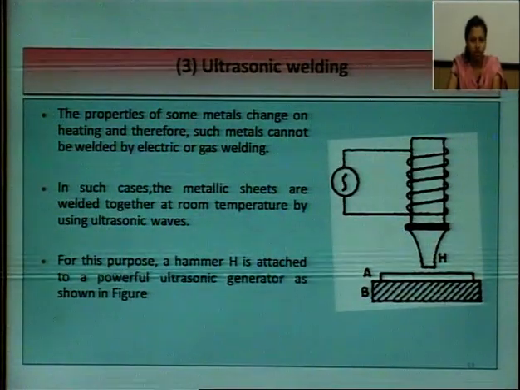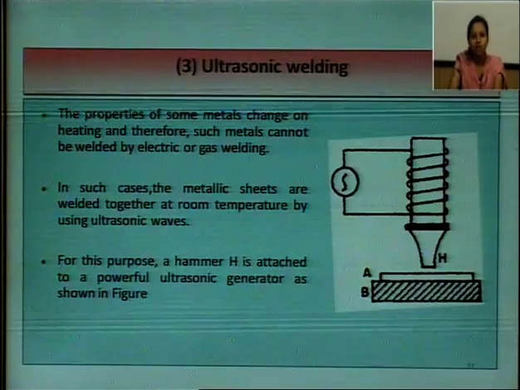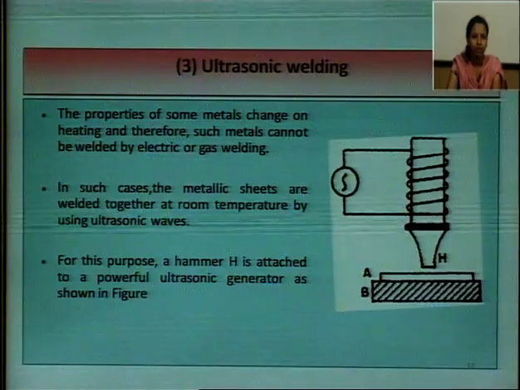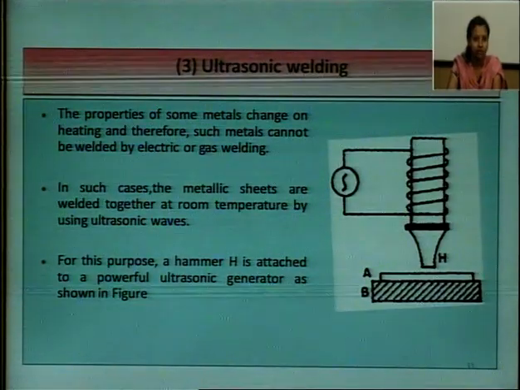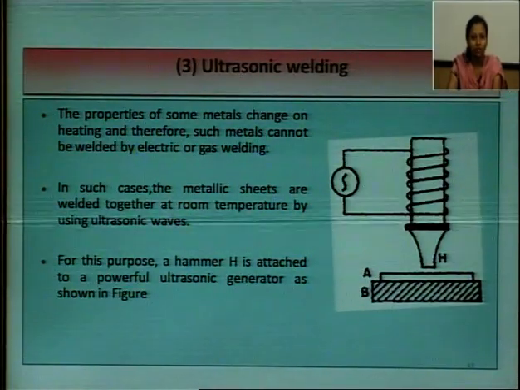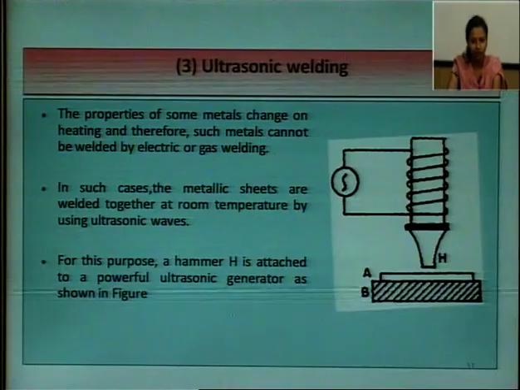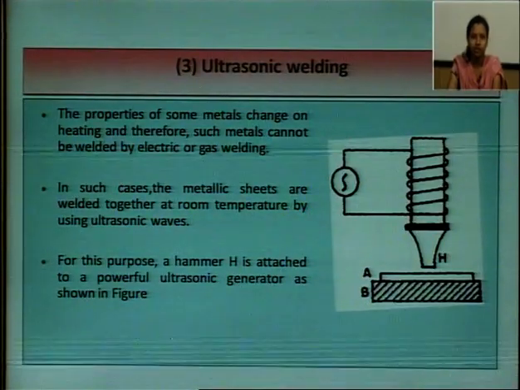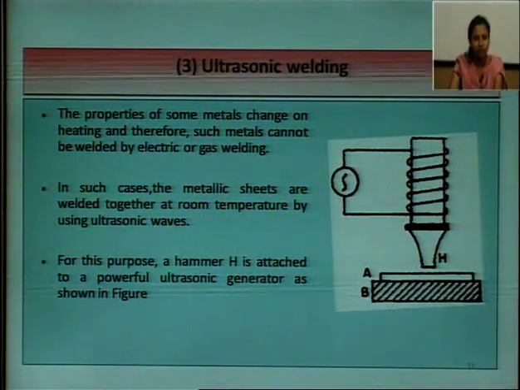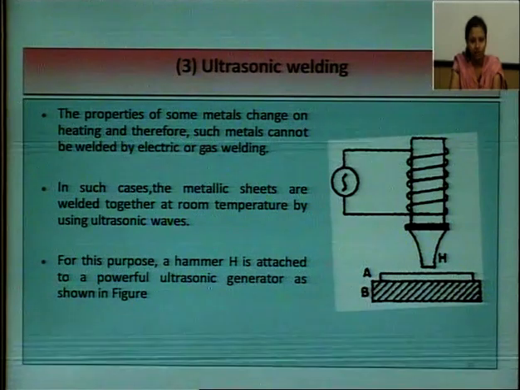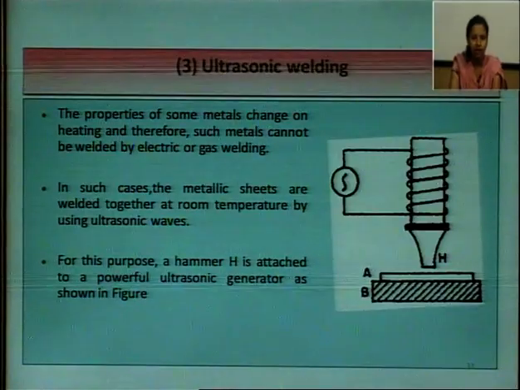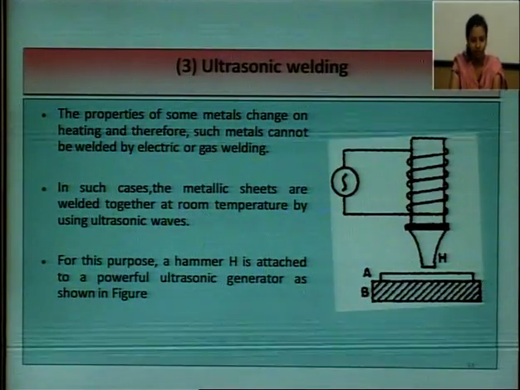The third one is the application of welding. Ultrasonic waves can also be used to weld different materials. The properties of some materials change on heating, and therefore such metals cannot be welded by electric or gas welding. In such cases, the metallic sheets are welded together at room temperature by using ultrasonic waves. For this purpose, a hammer H is attached to a powerful ultrasonic generator as shown in the figure.